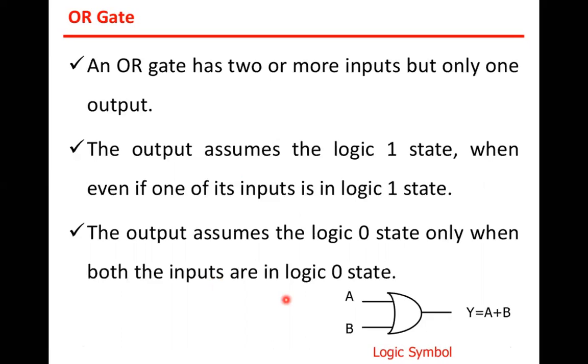I'll explain once again. This is the symbolic representation of an OR gate. It's a little curvy, unlike the AND gate. The AND gate was a straight line, but this is a little curvy. A and B are the inputs, and the output of this OR gate is A plus B. The AND gate was A dot B. The OR gate will be A plus B.